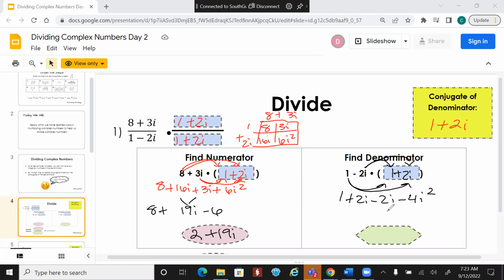When I simplify, these are going to cancel. And I'm going to get 1 minus 4, and that i squared is going to change into a negative 1. So this will simplify to 1 plus 4, which will be combined to make 5.